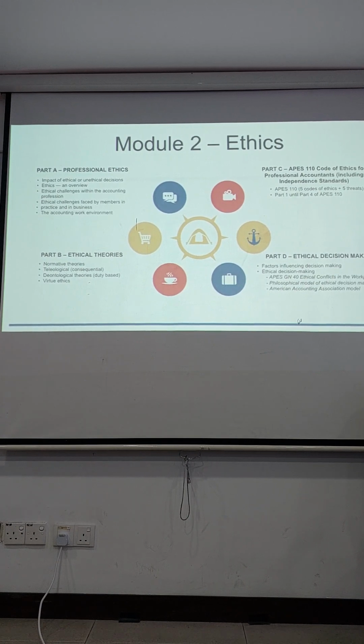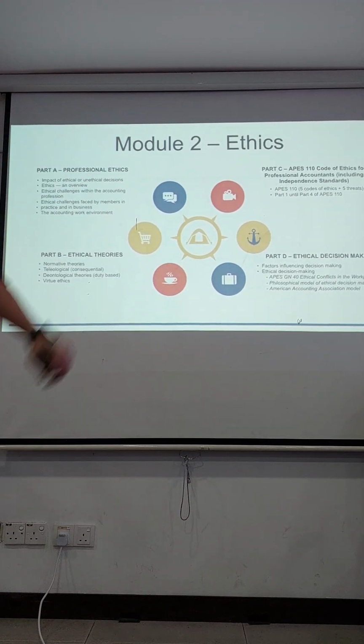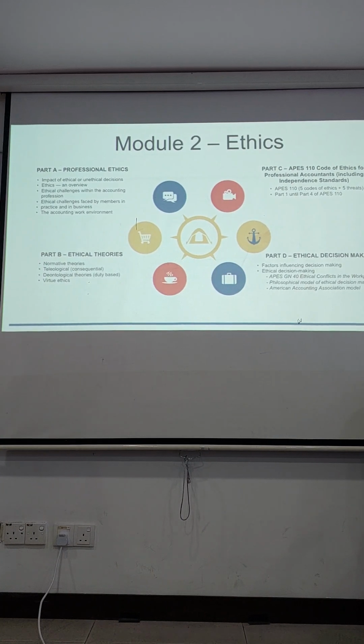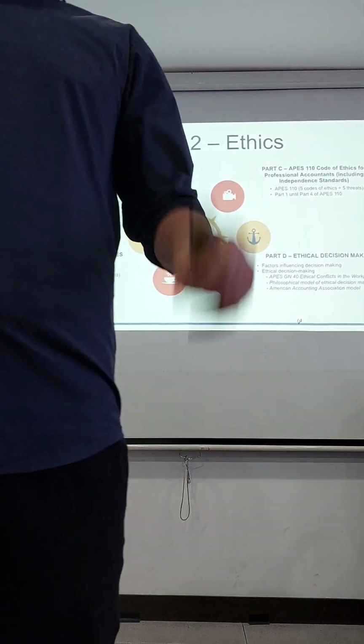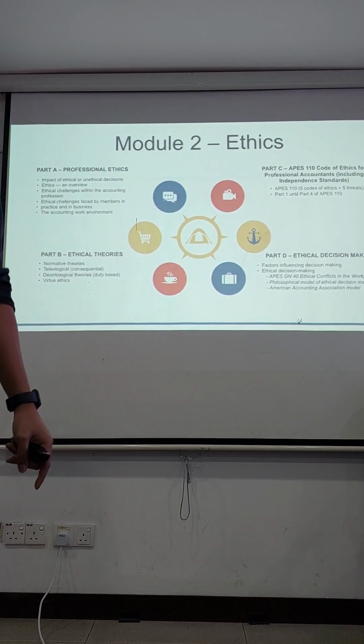APS 110 has many parts. Right? 4 or 5? Parts, 4. Okay. Part 1 until part 4. I think there is a question in knowledge equity: how many parts in APS 110? Yeah, 4 parts. Why not 5?